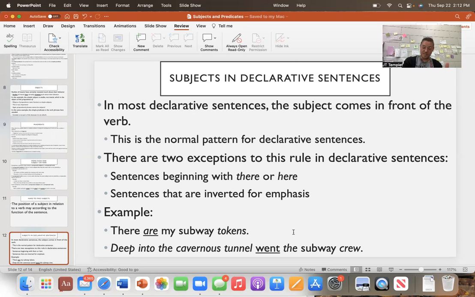What is the simple subject? Tokens. Same thing. Deep into the cavernous tunnel went the subway crew. The subway crew went into the cavernous tunnel. Went is the verb. Crew is the subject.